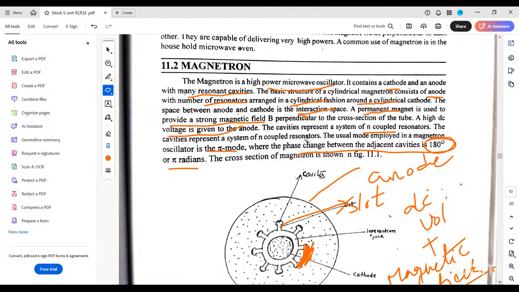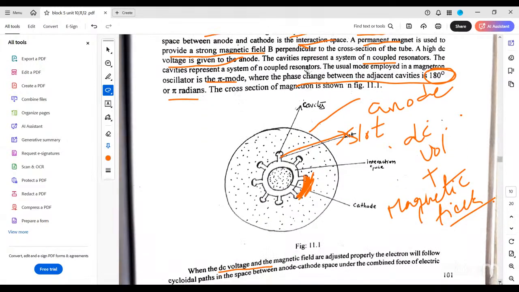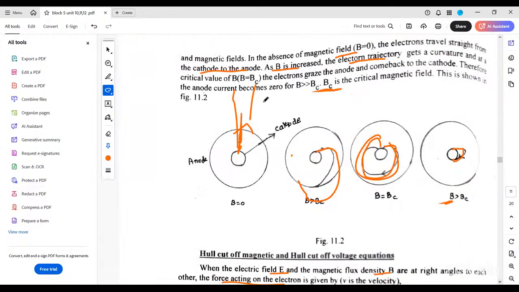To this we are applying a magnetic field as well as DC voltage. The electric field and the magnetic field are perpendicular, at right angles. And in which direction are the electrons flowing? Cycloidal path, it is important. Electrons are flowing in a cycloidal path. Circle shape, but not a complete circle.